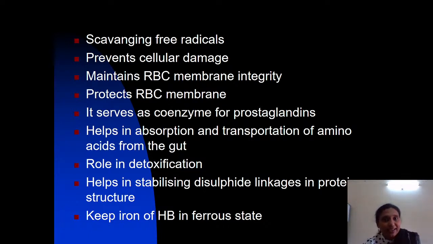If free radicals are there, they may damage the cell membrane. Due to biochemical reactions in the body, free radicals are released, and these free radicals are highly reactive. They may damage the cell membrane. So from time to time these free radicals are scavenged and removed from the body by glutathione. So it protects the cell membrane and acts as an antioxidant.